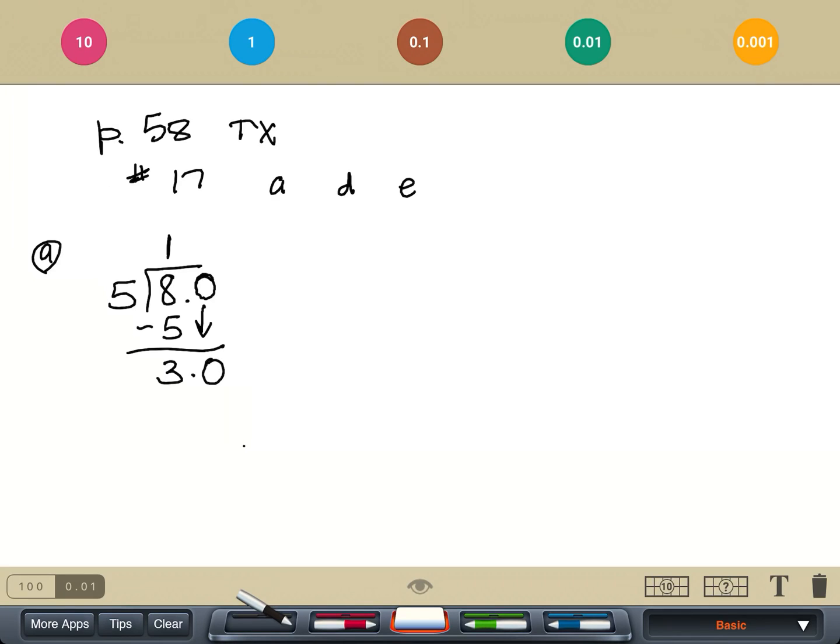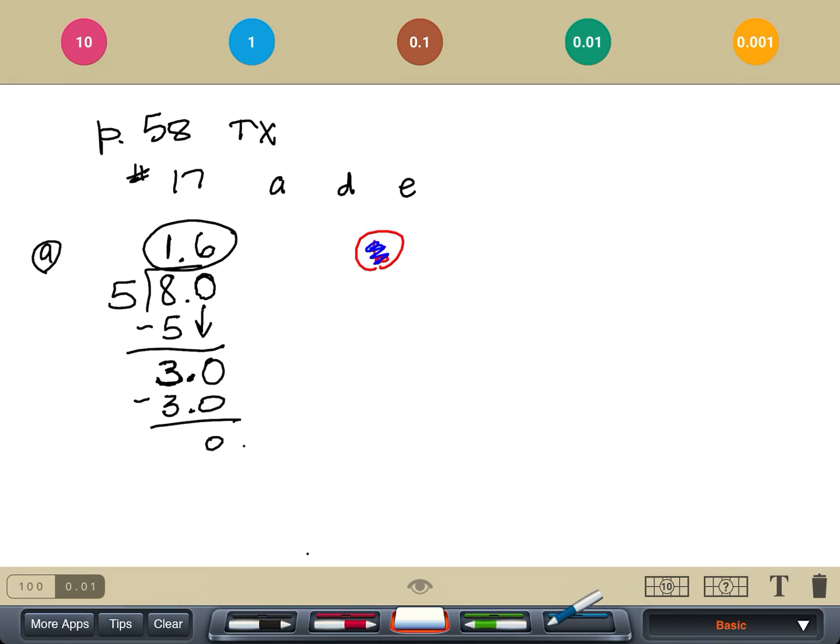and rename 3 ones as 30 tenths. If you have 30 tenths divided by 5, you know that you should have 6 tenths in each group because 30 divided by 5 is 6. So 30 tenths divided by 5 is 6 tenths. 6 tenths times 5 is 30 tenths, which means that you've used up all 30 and you have nothing left. So 1 and 6 tenths is your answer for A. Give yourself a star if you got it right.